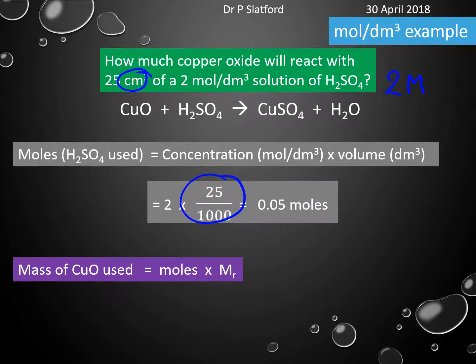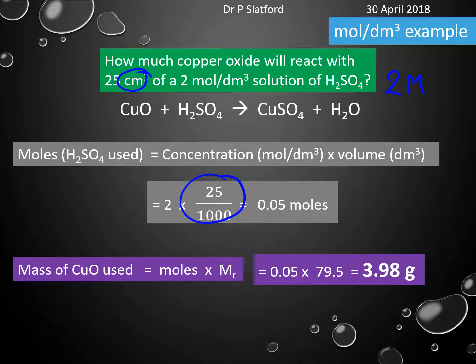The mass of copper oxide used, again, very similar to the previous example, is moles times the Mr, except here I've actually got a 1:1 ratio of copper oxide to sulfuric acid, and therefore I don't need any multipliers when I'm talking about the moles. So it becomes 0.05 times 79.5, and that equals 3.98 grams of copper oxide reacting with 25 cubic centimeters of a 2 molar solution of H2SO4.